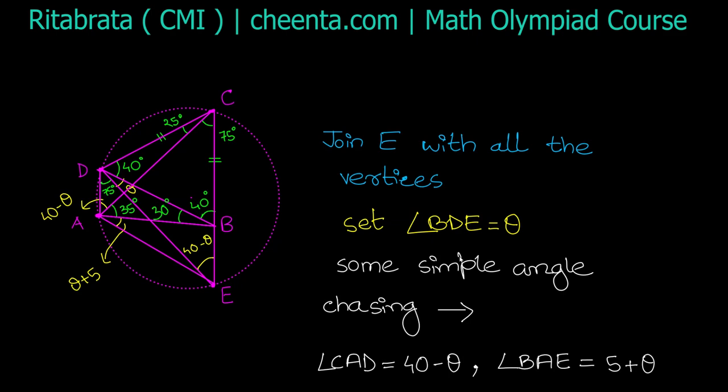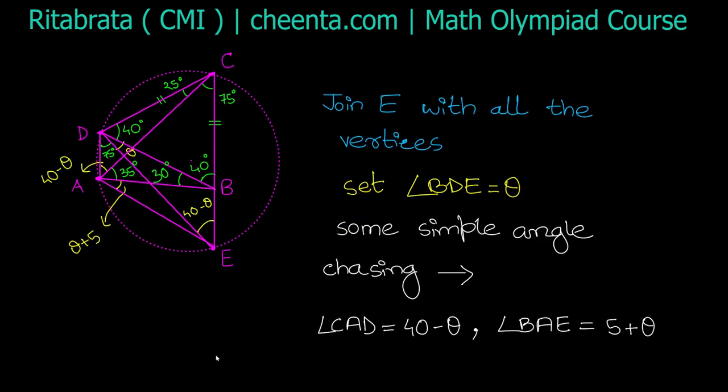Now we'll try to solve for theta. For that we have this information that CD is the same as CB. We have to use that information. For that we'll use these two triangles, ADC and triangle ABC. We'll use the sine rule on both these triangles. So let's do this.